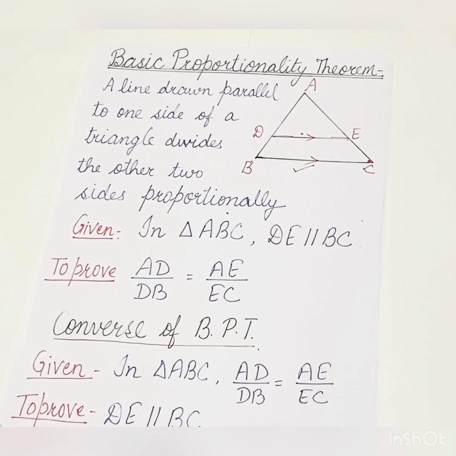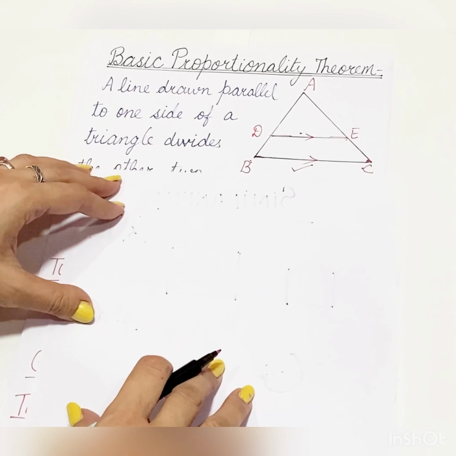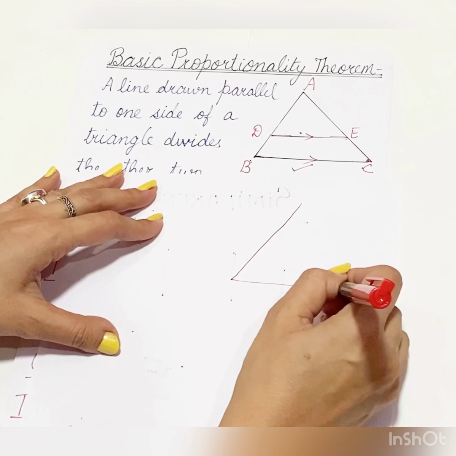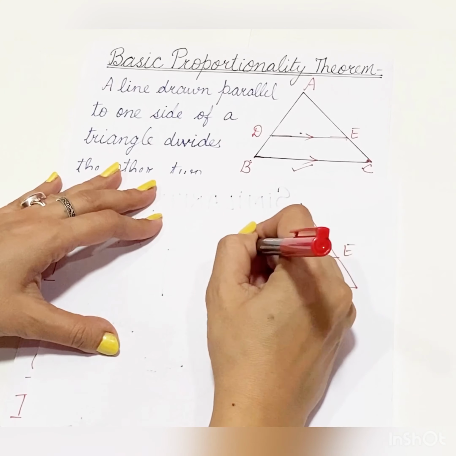Now from this basic proportionality theorem only, there are many questions in which the same figure is given to us. ABC is the triangle, right? I'll explain this concept here, and it is used frequently in the questions. DE is parallel to BC. Same thing I am taking.